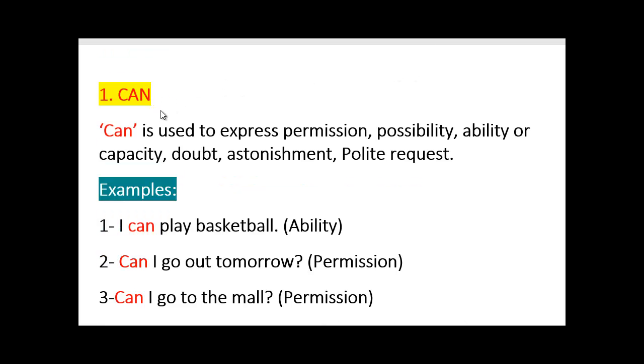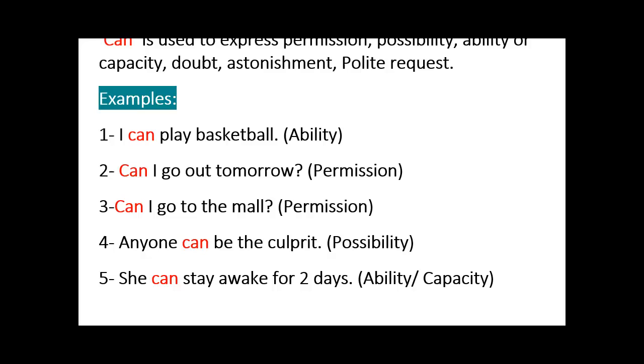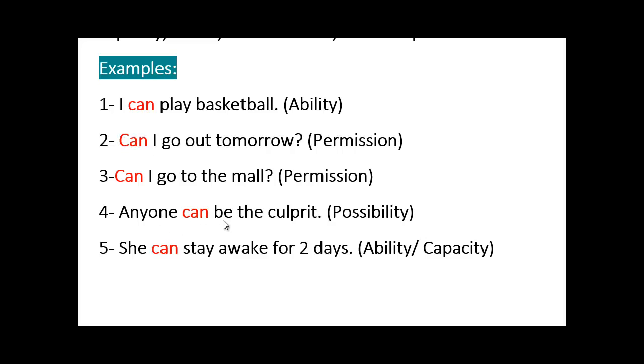Okay, let's start with can. Can is used to express permission, possibility, ability, or capacity, or doubt, or astonishment, and polite request. I can play basketball, that's ability. Can I go out tomorrow? That's permission. Can I go to the mall? Another permission. Anyone can be the culprit is a possibility. Can be the criminal or the thief or whatever. She can stay awake for 2 days.